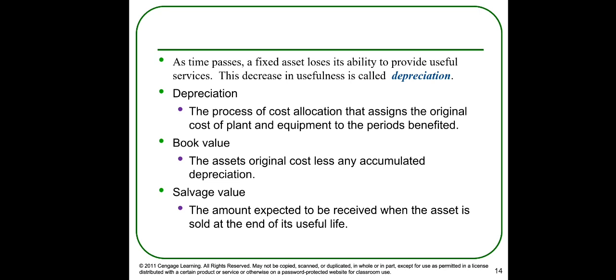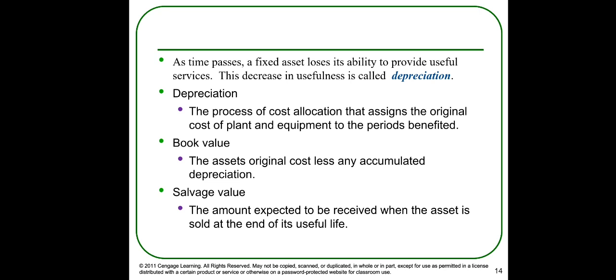Okay, these are several points related to depreciation. As time passes, a fixed asset loses its ability to provide useful services. This decrease in the usefulness is called depreciation. The second point, depreciation is the process of cost allocation that assigns the original cost of plant and equipment to the periods benefited. So, just remember about depreciation. It shows the decrease in the value of a fixed asset over the years of usage.